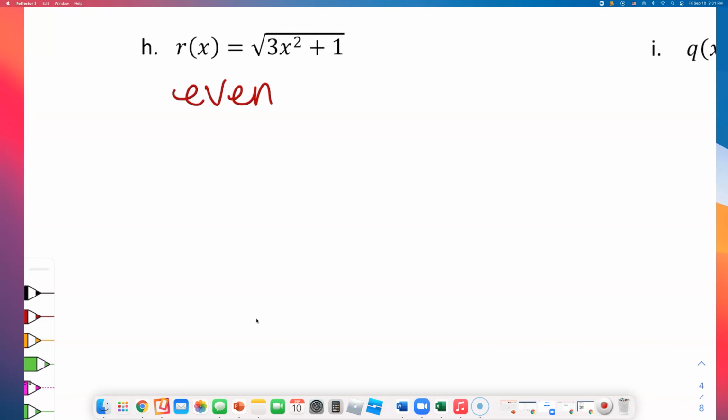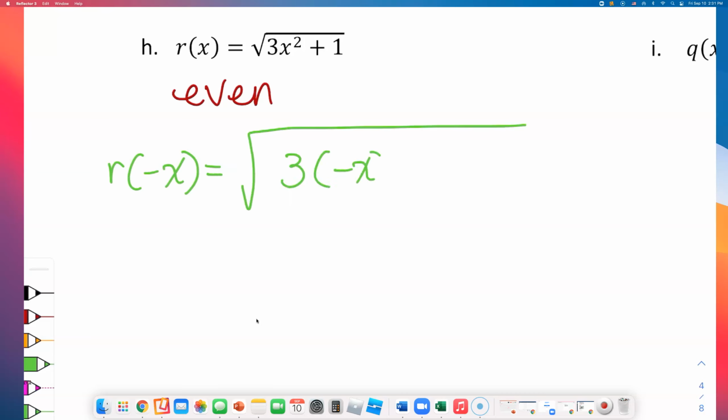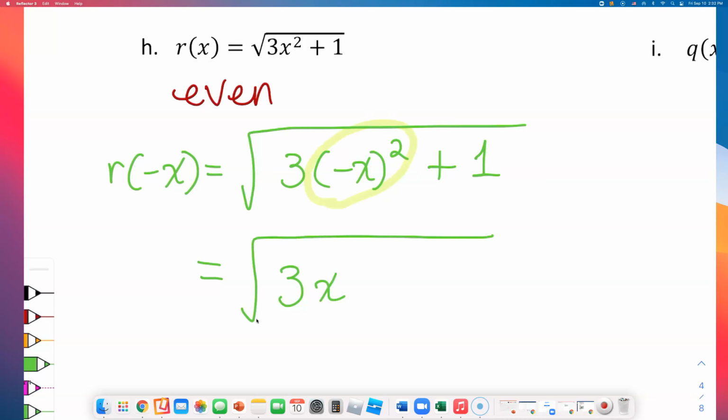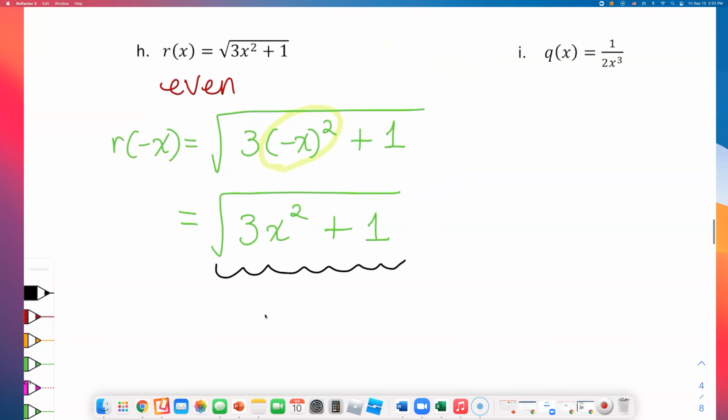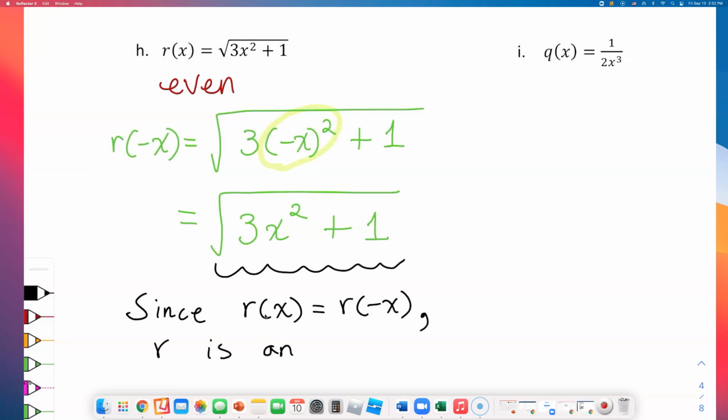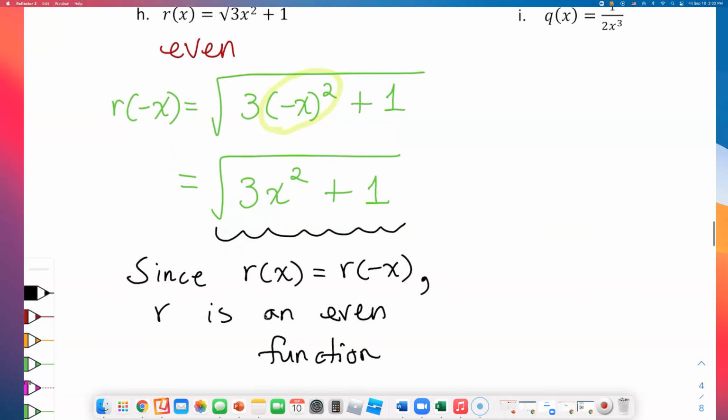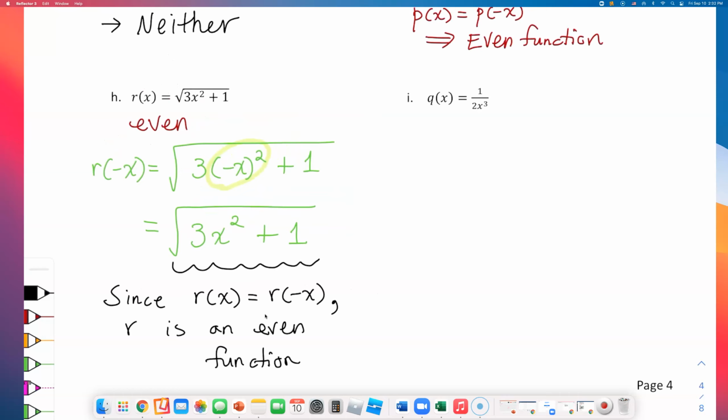But how about we confirm this algebraically? Plug in -x into the function. You will have 3 times -x squared plus 1. I see what's going to happen now. The -x squared will turn into positive x squared, because negative times negative is positive. And what we get is exactly the same as the original r of x. So since r of x and r of -x are the same, r is an even function. So when you plug in -x and it comes out the same as the original, that is how you can tell that it is an even function.